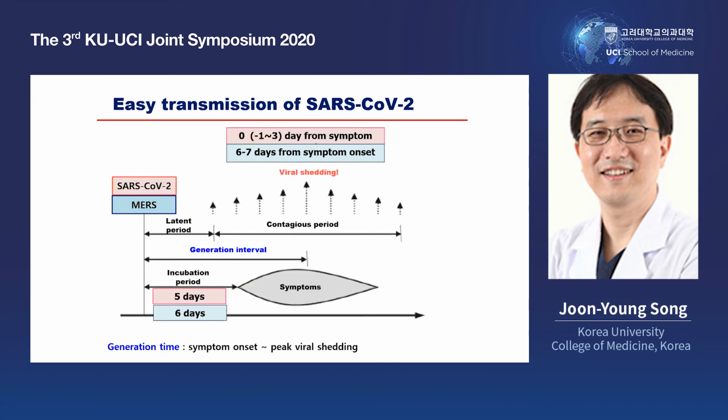MERS and COVID-19 are known to have similar incubation periods, about 5 or 6 days. However, there are significant differences in the viral shedding pattern and transmission dynamics. In case of MERS, viral shedding reaches a maximum level on the 7th day from symptom onset. At that time, the patient is the most contagious. In comparison, SARS-CoV-2 infection is already the most contagious at the time of symptom onset, making it very difficult to block the spread of COVID-19.